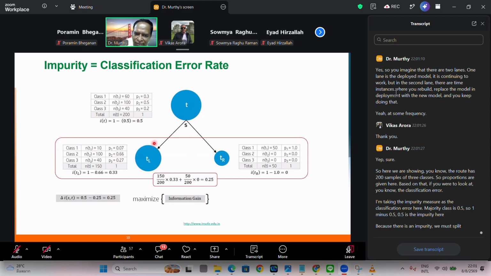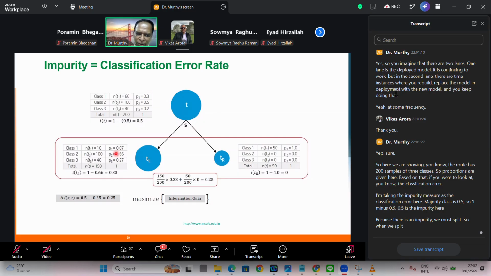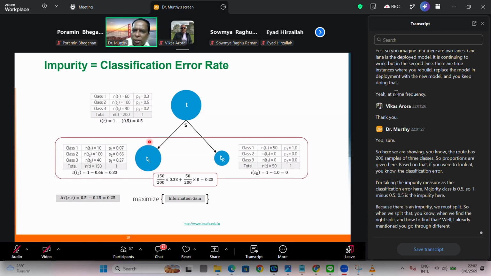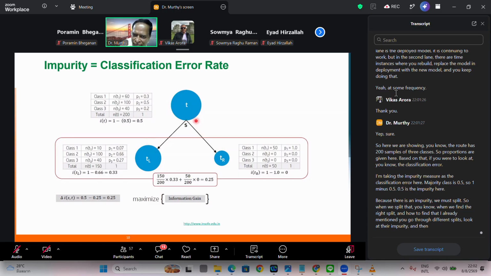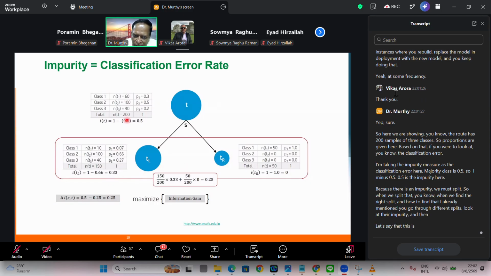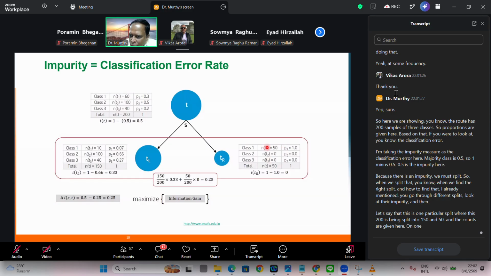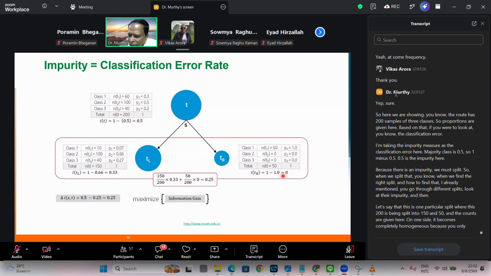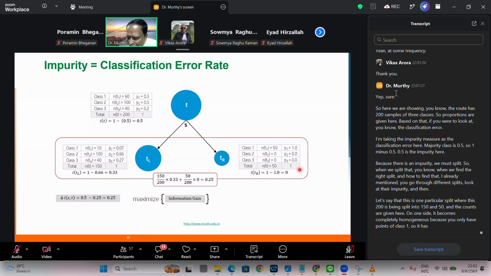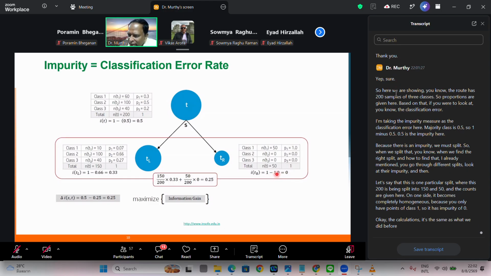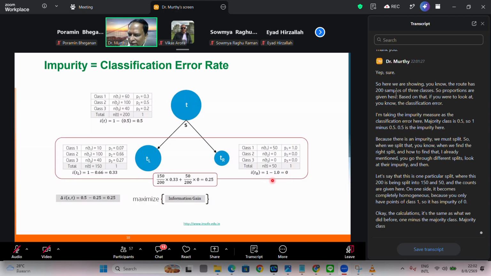So when we find the right split, and how to find that, I already mentioned, you go through different splits, look at their impurity, and then let's say that this is one particular split where this 200 is being split into 150 and 50, and the counts are given here. On one side, it becomes completely homogeneous because you only have points of class 1. So it has impurity of 0. The calculations are the same as what we did before, 1 minus the majority class. Majority class here is 1. So you have a 0.